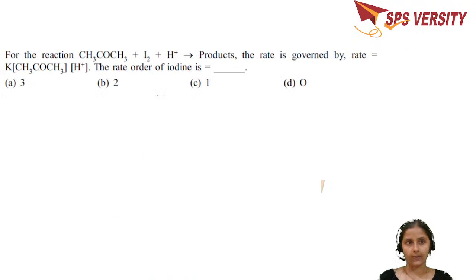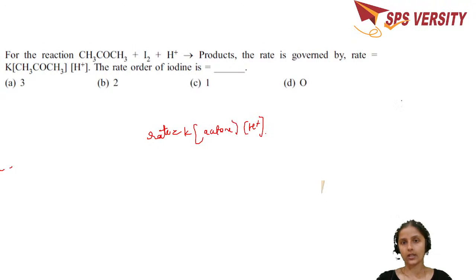Yeah, the next one. They have given a reaction here. The acetone, which is going to react with the iodine in the presence of acid, produces a product. The rate is governed by, they have given the rate law expression. Rate is equal to K into concentration of only two reactants. The rate order of iodine is. So if you see the rate law expression, there is no iodine term. So rate is equal to K into concentration of acetone into concentration of H plus. There is no iodine term, isn't it?